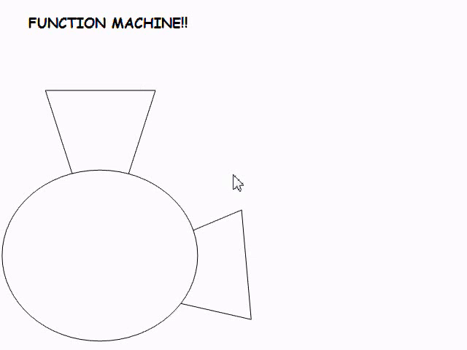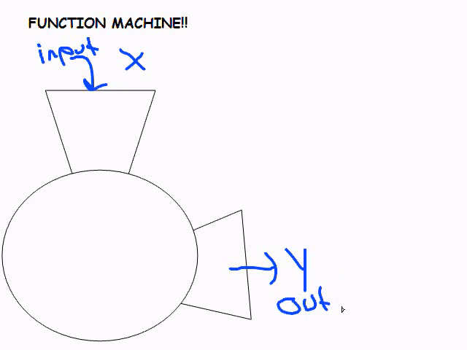To give you an idea of what a function is, we're going to take a look at something called a function machine. And what happens is you throw something into this machine. This is our input, and there are x values. And out comes a y value, or your output. So you put something in, your x's, and you get something out, your y's.